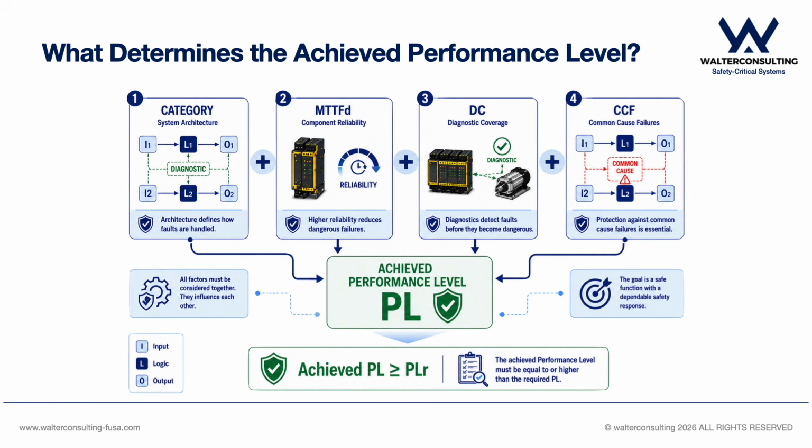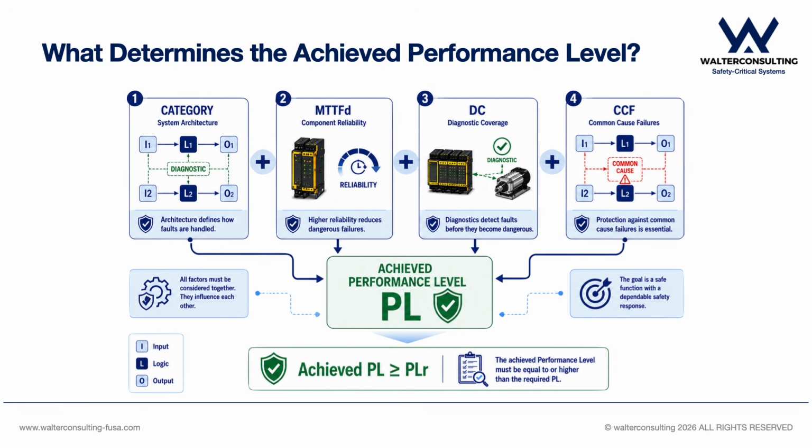ISO 13849 brings these aspects together when evaluating the achieved performance level. The architecture matters. Component reliability matters. Diagnostic effectiveness matters. And the independence of redundant elements matters. The detailed evaluation involves additional requirements and relationships, but the key idea is straightforward. No single parameter determines the safety performance of the system by itself. All relevant characteristics of the safety-related control system have to work together to achieve the required PLR.